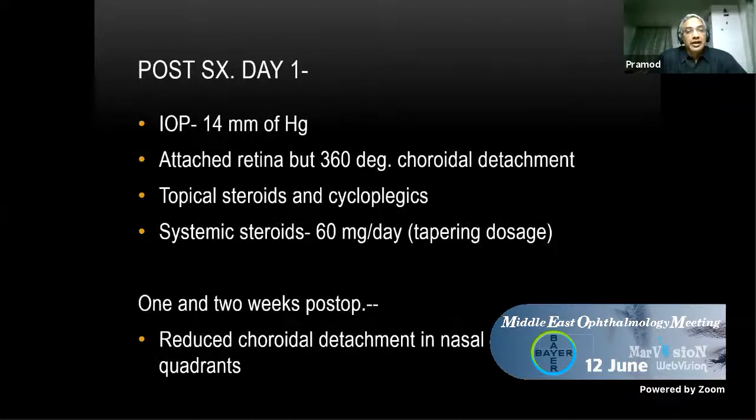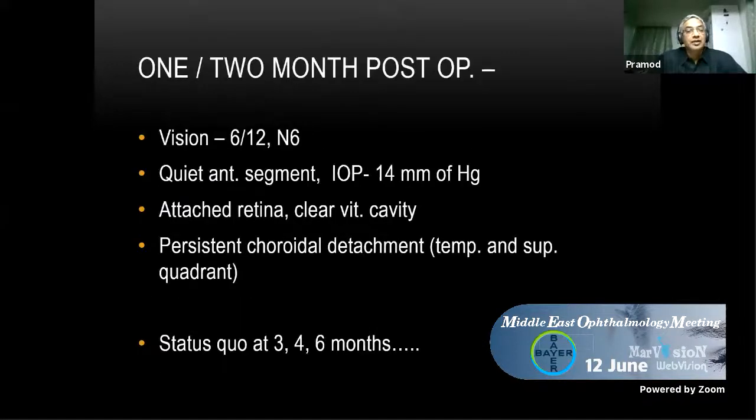On day 1 post-surgery, intraocular pressure was normal and the retina was attached, but he had a 360-degree choroidal detachment, probably secondary to previous inflammation and the added vitreous surgery. He was treated with topical steroids and cycloplegics, and also put on systemic steroids in tapering doses. Over 1 to 2 weeks, the choroidal detachment reduced, especially the nasal part and inferior quadrant.